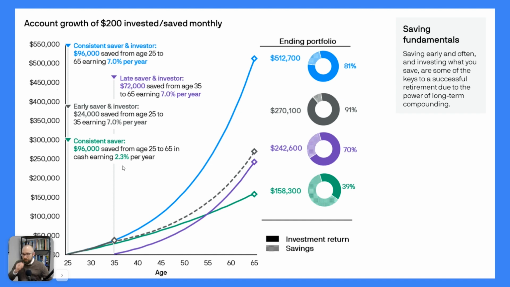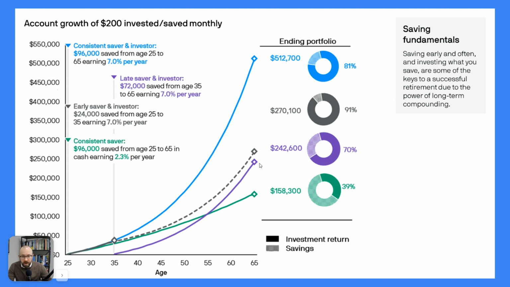One thing you'll notice is the consistent person that starts early, best bet. So 80% or 81% of their account balance at the end of their life is growth. They saved $96,000. Again, this is $200 a month, saving $96,000 over all of it. Most of it's growth, and they have a pretty nice portfolio. The person that started 10 years later has about half of what they have. Same return, a little bit less savings, not half of the savings, but less time to invest.